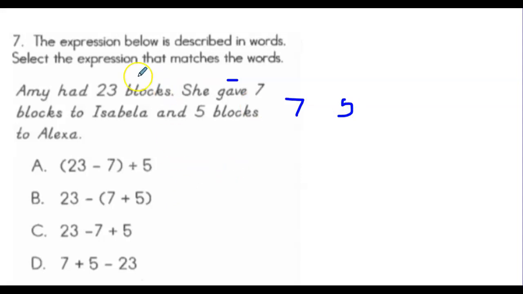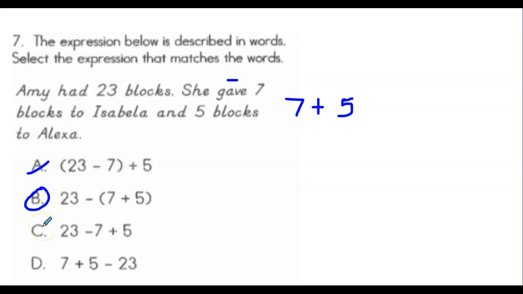All right, so now let's look at this. We have 23 subtract 7 plus 5. Did she at any point gain 5 blocks? No. So here we have 23 subtract the sum of 7 and 5. Well, if you're giving 7 blocks to one friend and 5 blocks to another friend, could we add that amount together and then be able to have that sum? Absolutely. B is the correct answer.